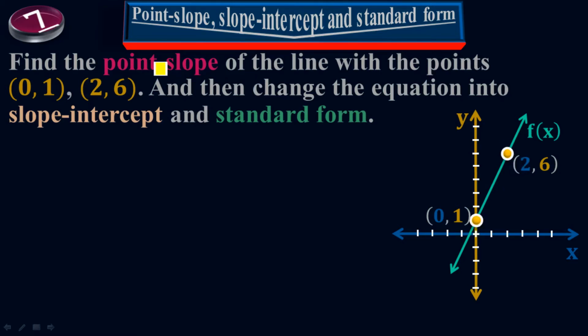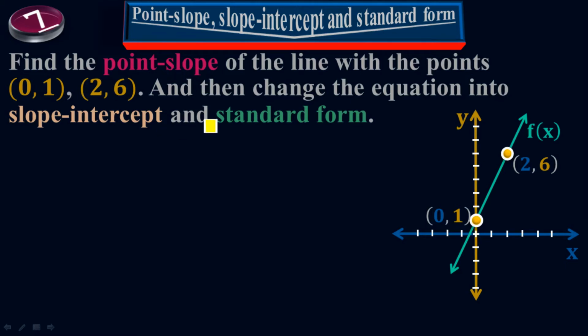I'm going to find the point slope form of this line, and then we'll change it into slope-intercept and standard form. But before calculating the point slope, I'm going to first find the slope. The slope has not been given, so I'm going to first find the slope of the line. y sub 1 is 1 here, and x sub 1 is 0. x sub 1 and y sub 1 have been given. So I'm going to calculate the slope of the line.